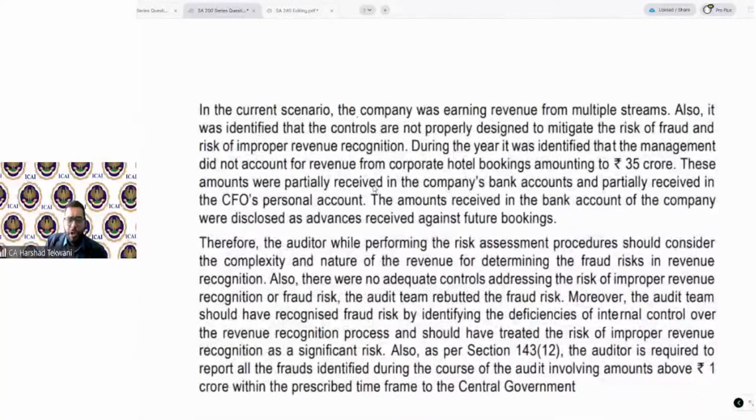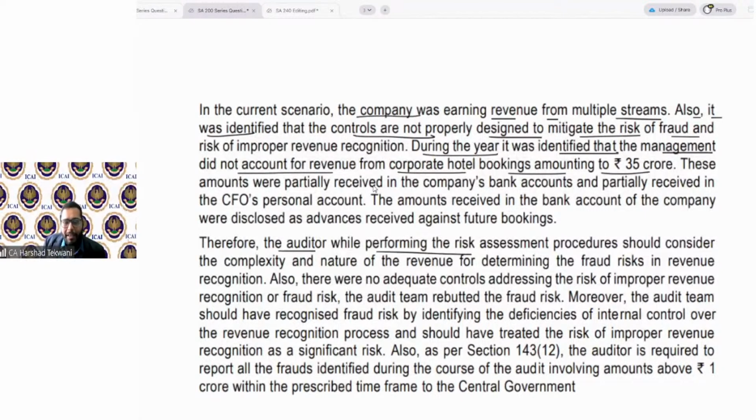In the current scenario, the company was earning revenue from multiple streams. Also, it was identified that the controls are not properly designed to mitigate the risk of fraud. During the year, it was identified that management did not account for the revenue from corporate tour booking amounting to 35 crores. So there was a fraud. Plus, the controls were not appropriate, and that's why there was a fraud, because that gives rise to opportunity. There is an incentive available, there is a rationalization available. Now he got the opportunity also.